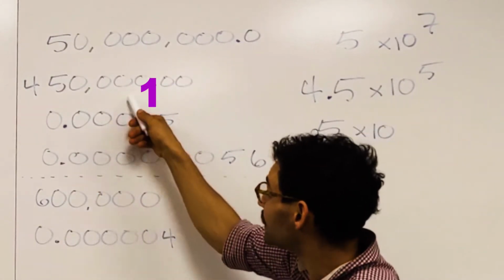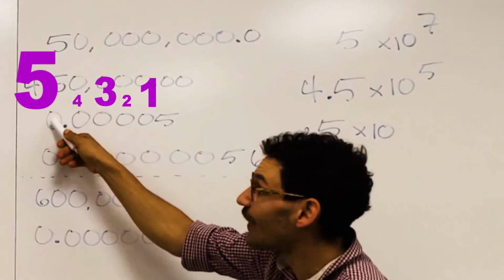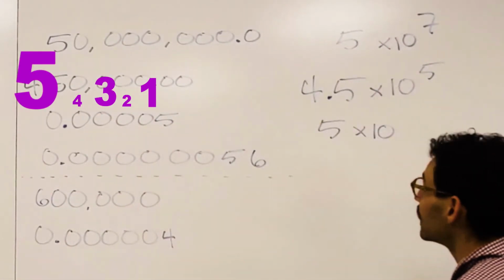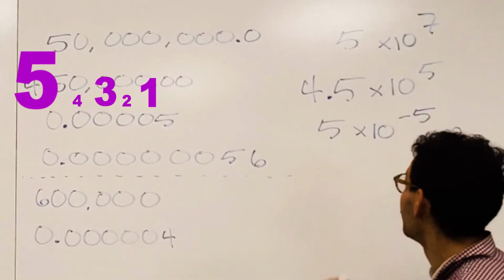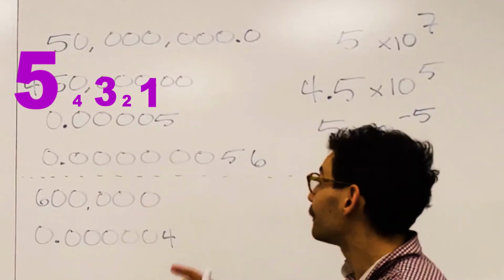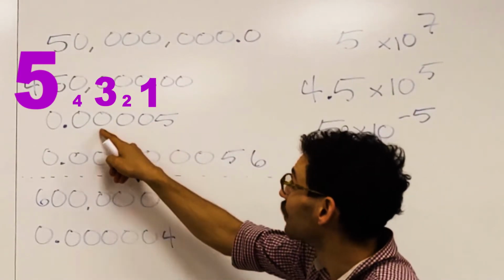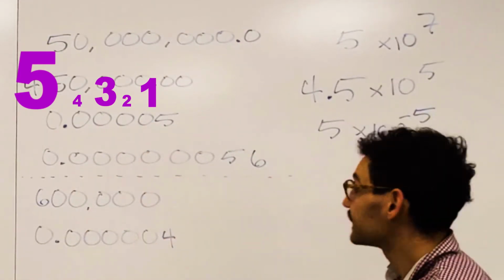So it takes me 1, 2, 3, 4, 5 jumps to get to that ones place. So now my exponent is going to be negative 5. Wow. Negative because it is a small number. 5 because I had to make 1, 2, 3, 4, 5 jumps to that ones place.